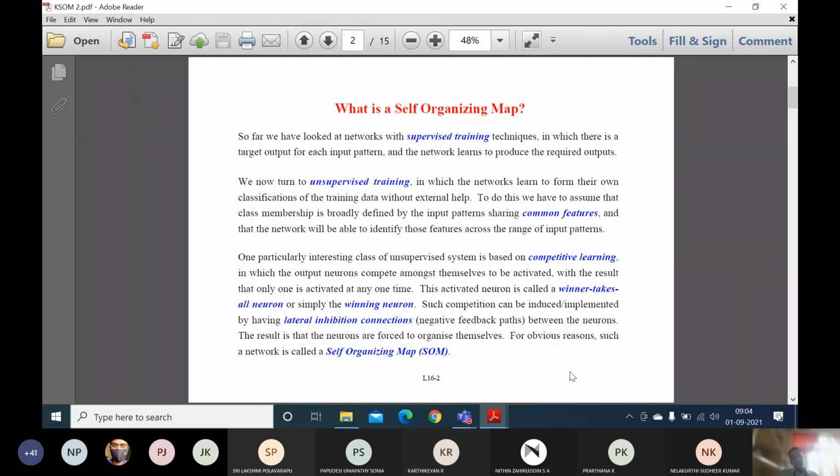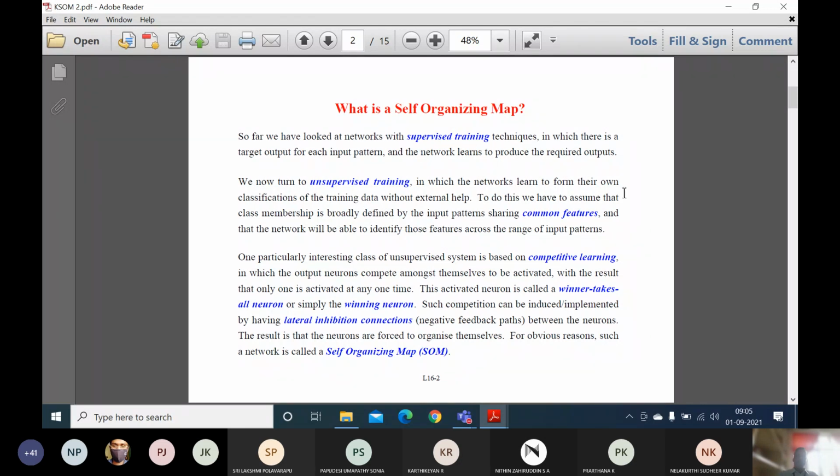Mostly unsupervised training may be used for classification problems or clustering applications. But in the case of supervised training, it is for recognition purposes, verification and validation purposes. Here it is classification and clustering kinds of applications. So that's why they call it unsupervised training.